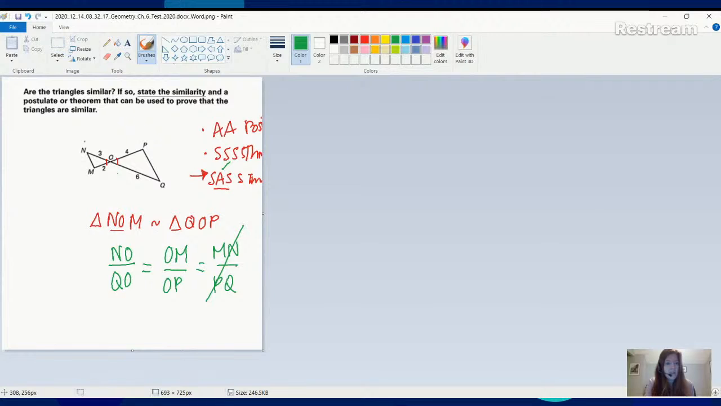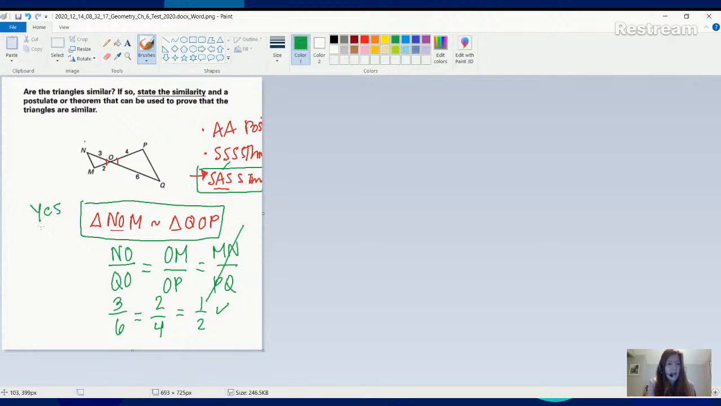Okay, so N to O is 3, Q to O is 6, O to M is 2, O to P is 4, and then voila, they all equal 1/2. So because of the side angle side similarity theorem, and sorry for the crazy writing, oh, I even did Christmas colors, I can say that the two triangles are similar. Yes, they're similar, right? And I would say that my similarity statement is that triangle NOM is similar to triangle QOP. Okay, so that's how we would do something like that.